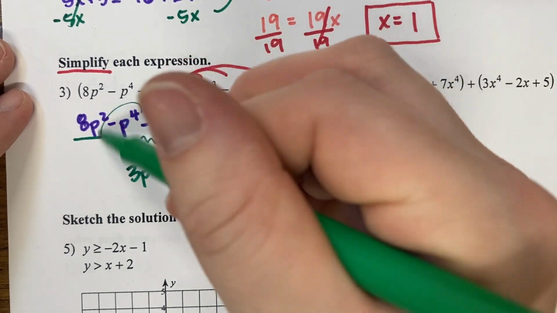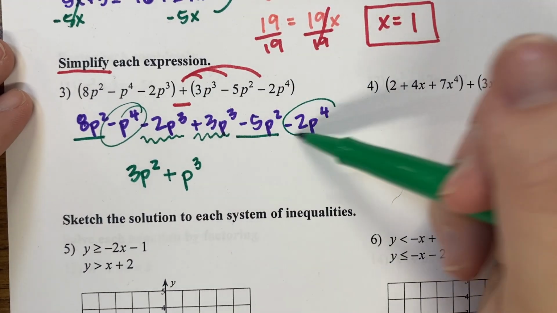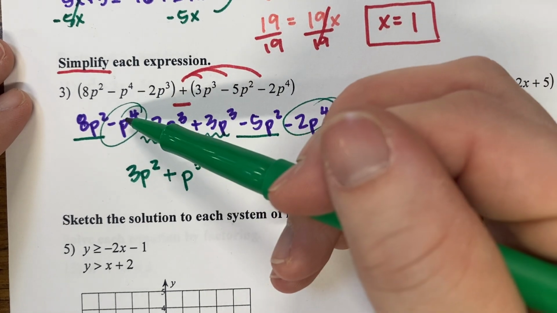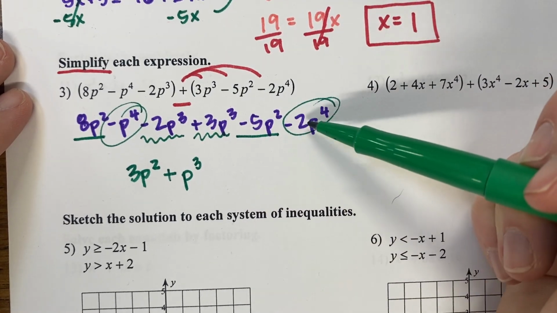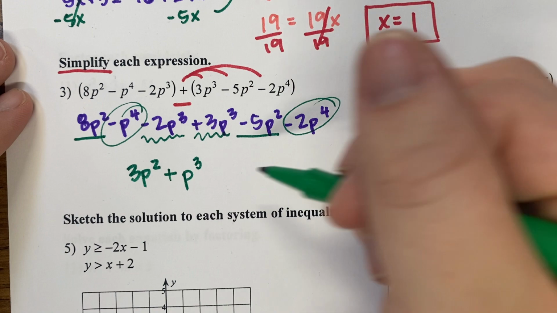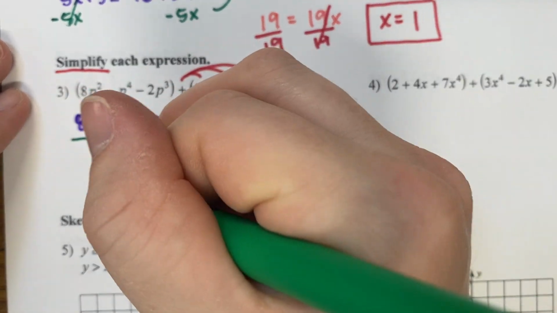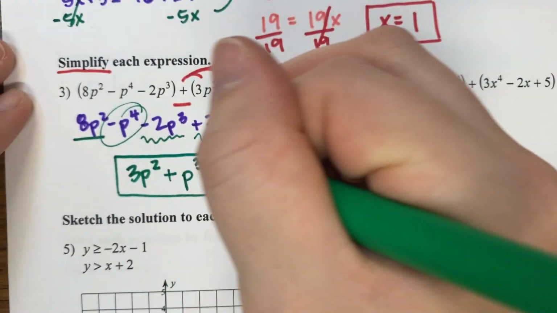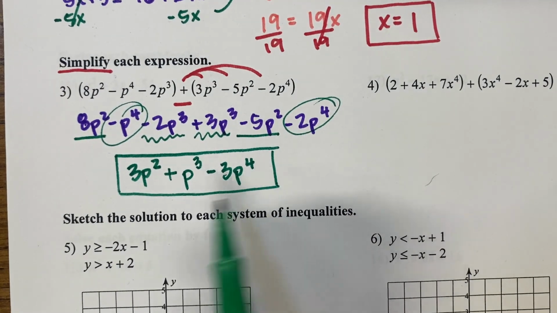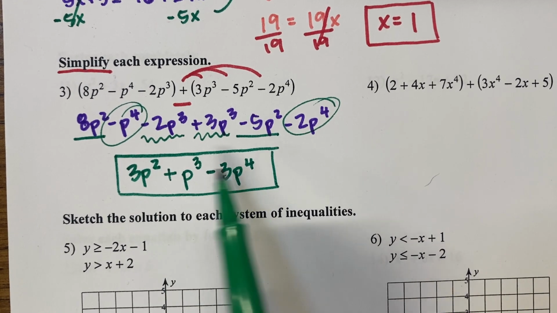Okay, and my last one is fourths, so I can combine my p to the 4ths now. I have negative 1 p to the 4ths, and I'm subtracting 2 p to the 4ths. Well, that's going to give me negative 3 p to the 4ths. And there's our final answer. It's simplified, there are no parentheses, and there are no more like terms because they don't have the same powers.